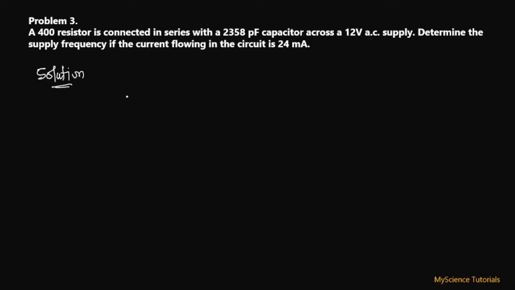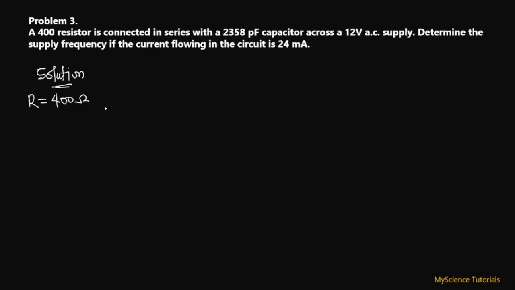We have a 400 ohms resistor connected in series with a 2358 picofarad capacitor across a 12 volt AC supply. We have to determine the supply frequency if the current flowing through the circuit is 24 milliamperes. This is very good. So let's look at the parameters that we have. We have our resistance of 400 ohms.